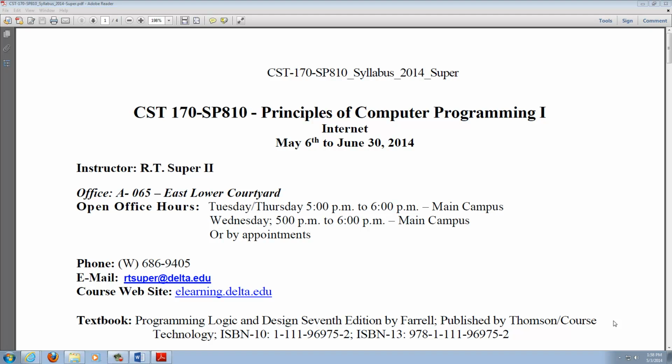Our course is going to be through Delta, elearning.delta.edu, which is part of the e-learning program here. The textbook we'll be using is Programming Logic and Design 7th edition. It's been used for the last couple, I believe we're going on our third year, so there should be some textbooks available that are used, but it's not a bad textbook, and we'll be utilizing that textbook throughout the term.